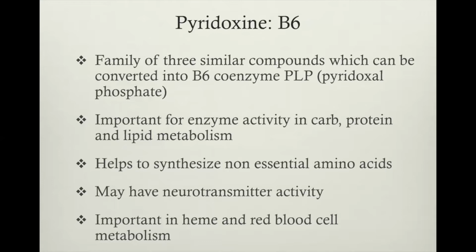Pyridoxine, B6. So pyridoxine is actually a family of 3 similar compounds, and they can be converted into the B6 coenzyme PLP, or pyridoxal phosphate. It plays a role in over 100 reactions, so it's very, very important, and it helps with metabolism of carbs, protein, and lipids, as well as synthesis of non-essential amino acids, serotonin, a very important neurotransmitter, and important for heme and red blood cell metabolism. It helps with the synthesis of the heme portion of hemoglobin, which is what carries the oxygen.